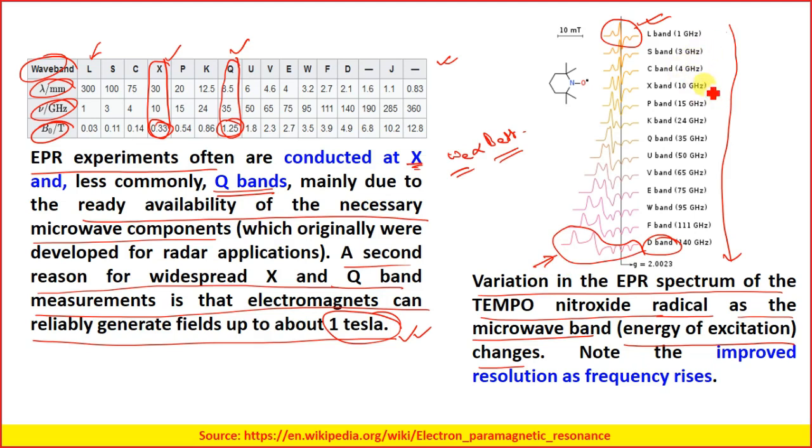However, as I said, most EPR experiments are conducted at X band and Q band. But in general, as you increase the frequency component, there is an improved resolution of the spectra.